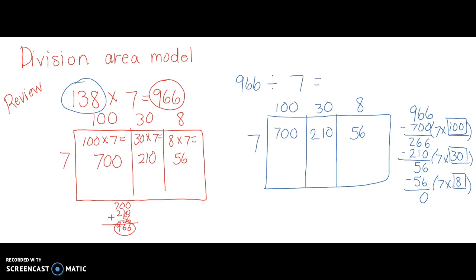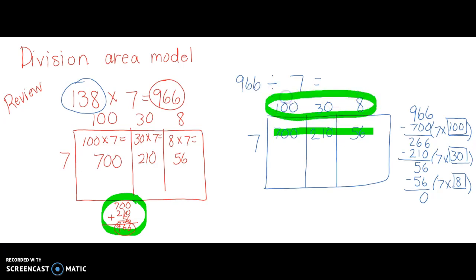So now we have just divided 966. 700 plus 210 plus 56 is 966, remember? So we've just divided 966 by 7, and we found that it equals 100 plus 30 plus 8, which I can do the mental math and know that that's 138. Mathematicians call that our quotient, the answer to a division problem.